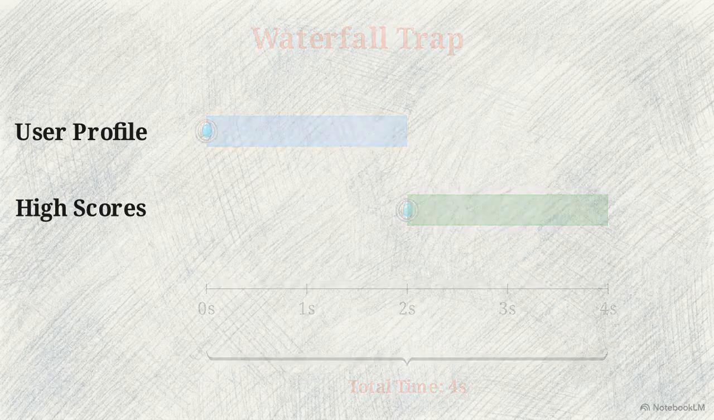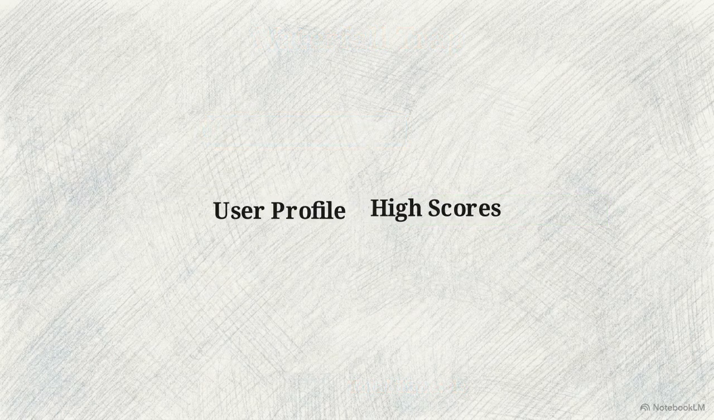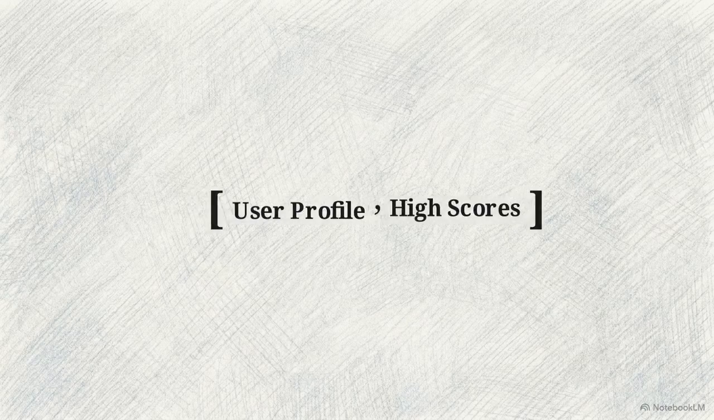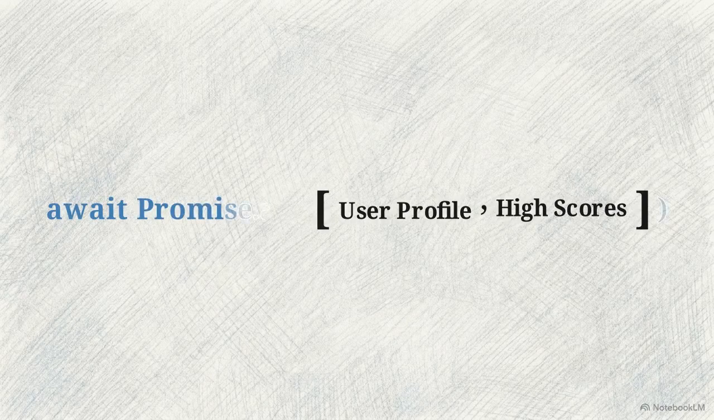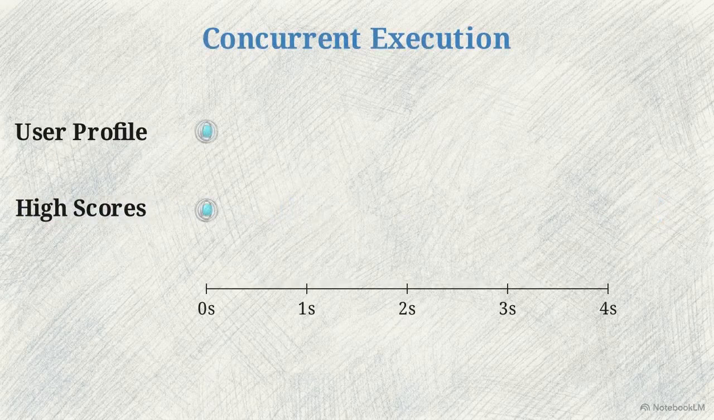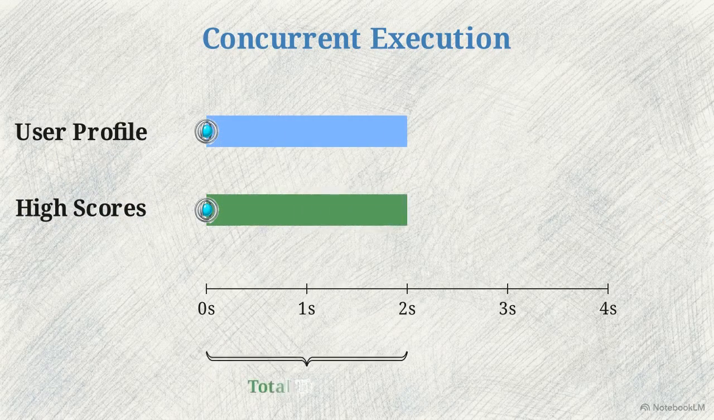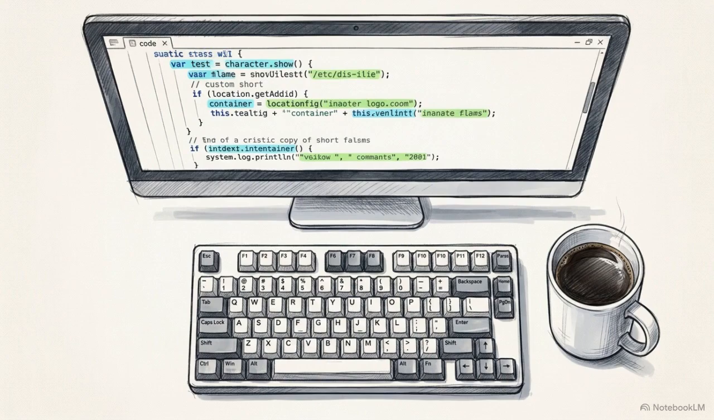To bypass the waterfall, we use Promise.all. We group our independent network requests into an array and pass that entire array to a single await statement. The engine now executes them concurrently. The second request slides over to start at the exact same time as the first, dropping the total execution time down to 2 seconds.